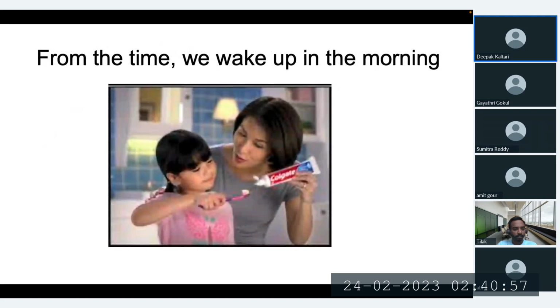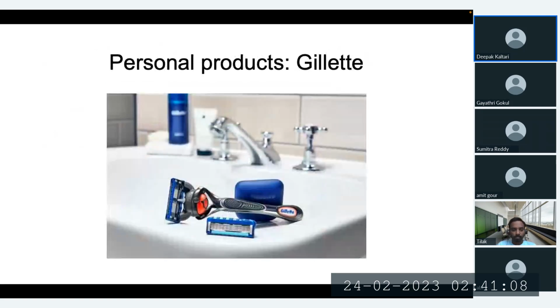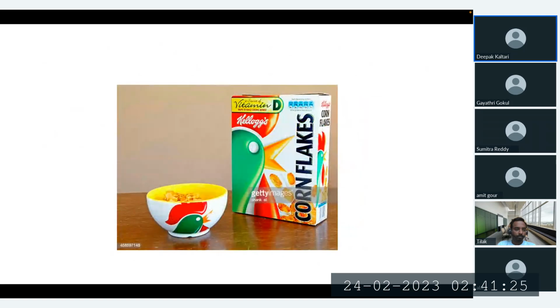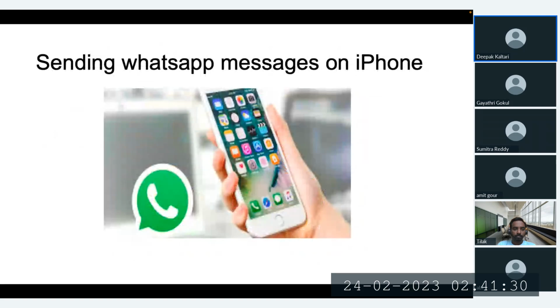Right from the time we wake up in the morning, the brush which we use, Colgate or Oral-B, is again a US-based company. Even though Colgate Palmolive is listed in the Indian stock market, the native company is an American company. Personal hygiene products like Gillette are again mainly from outside India. Johnson and Johnson products, which we use for the child or for many other things, are again overseas products. At breakfast, we have Kellogg's Cornflakes. That's again a non-Indian brand.